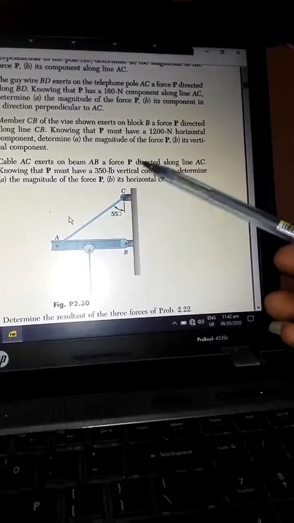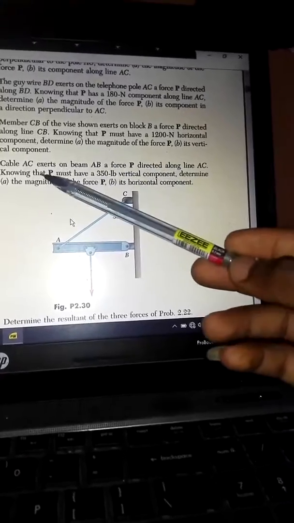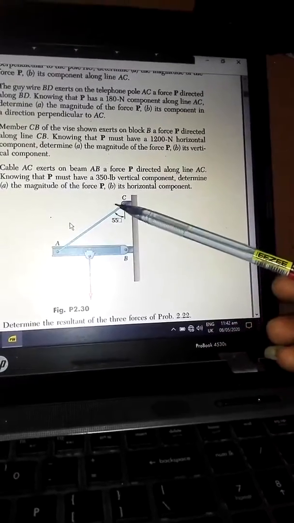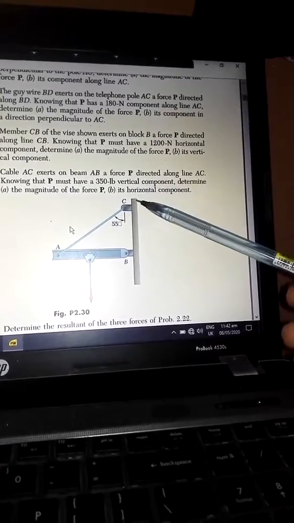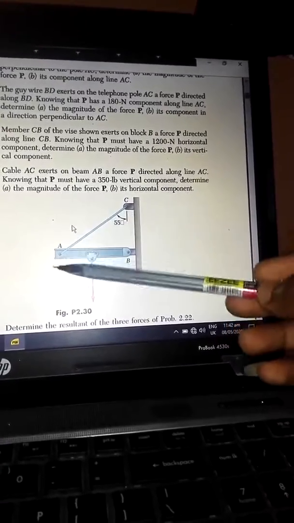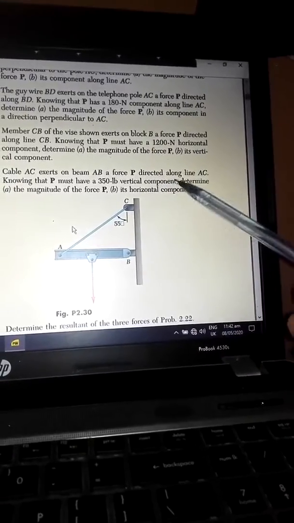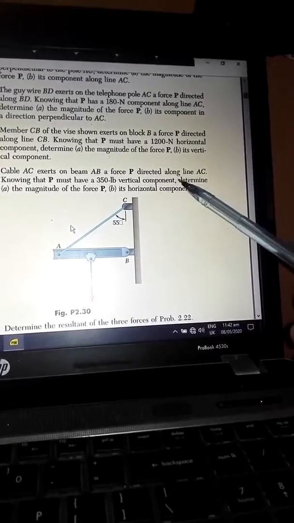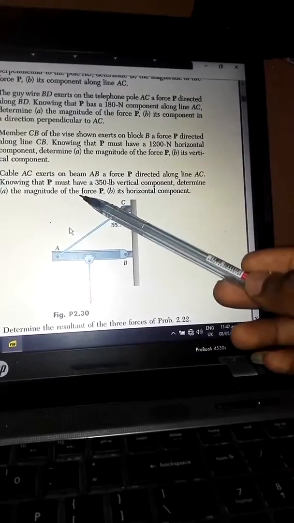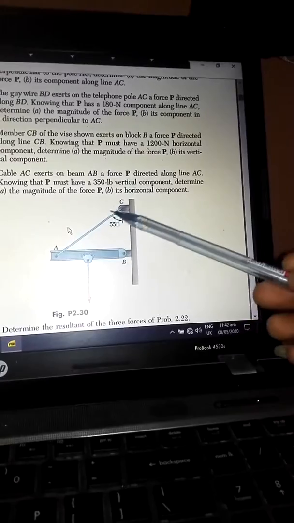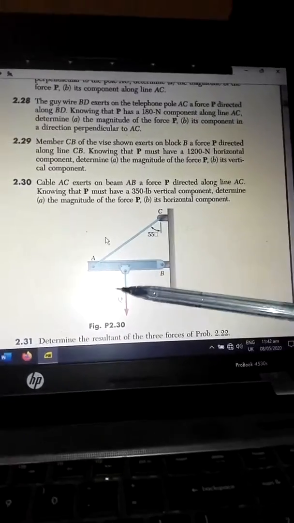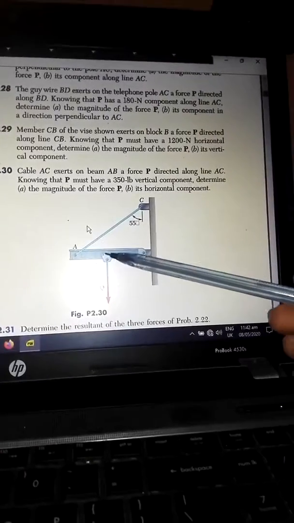Obviously, it should. We know that the force P must have a 350-pound vertical component. Vertical component means components in this direction, in the vertical. Then we want to use that information to determine the magnitude of the force P, because we know its vertical component. We want to use that to determine the magnitude of the force, and then we want to find out what its horizontal component would be.